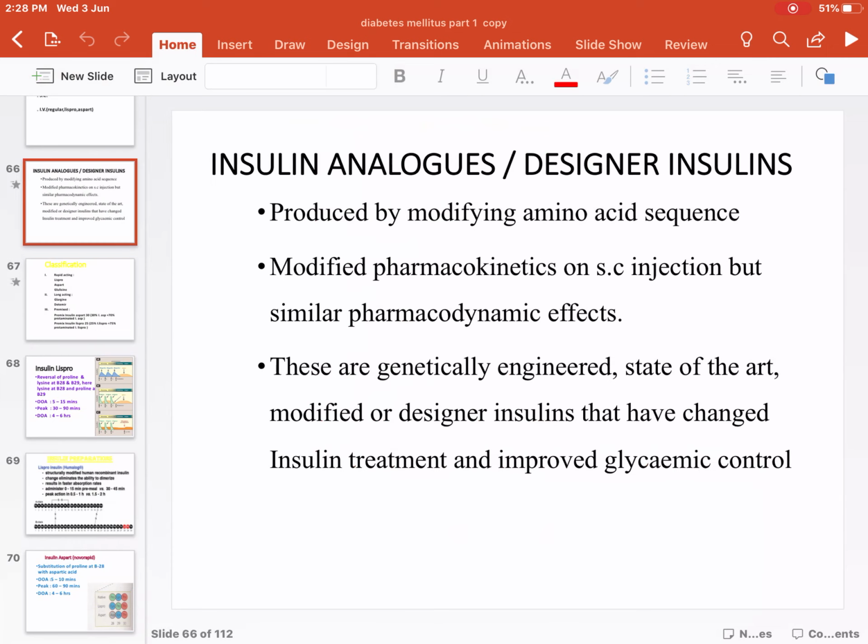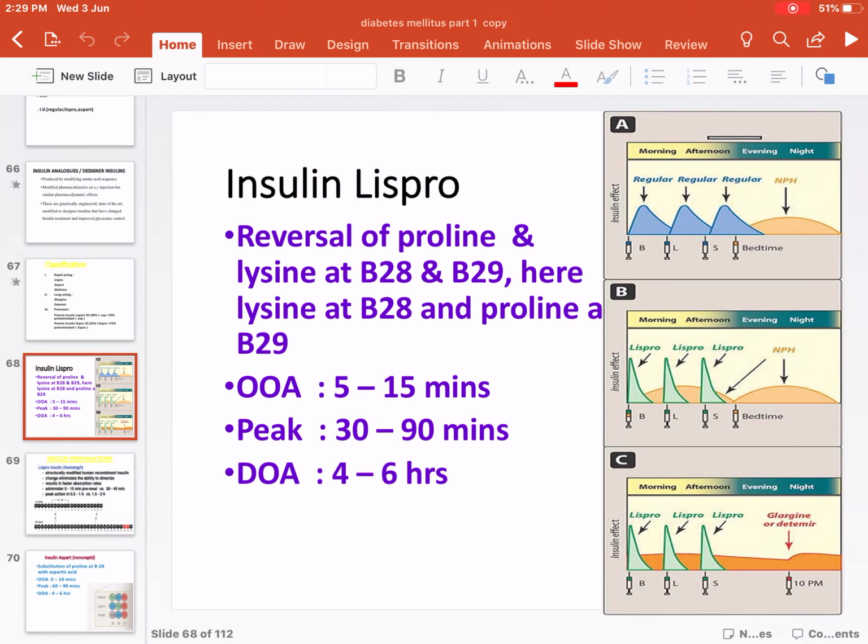So what did we understand about insulin analogues? These are modified amino acid sequences based on genetic engineering. These are produced, and they are structurally different from regular insulin. Among that, the first one we learnt about is insulin lispro. Here there is a reversal of proline and lysine at the B28 and B29 positions.